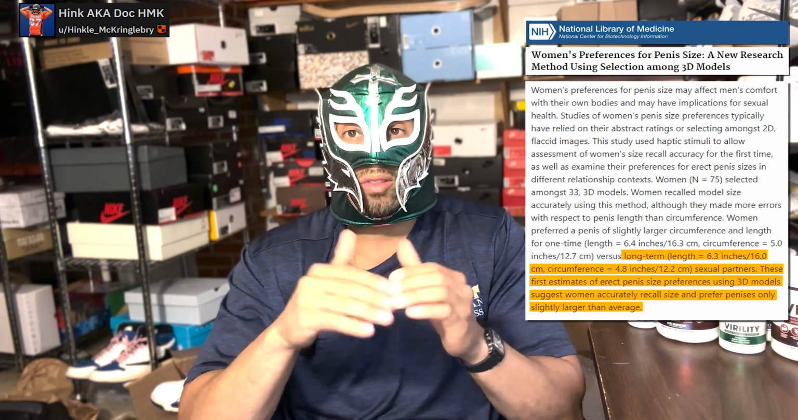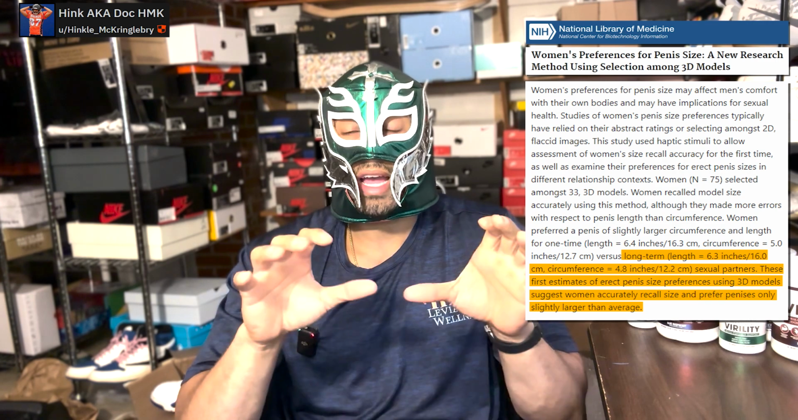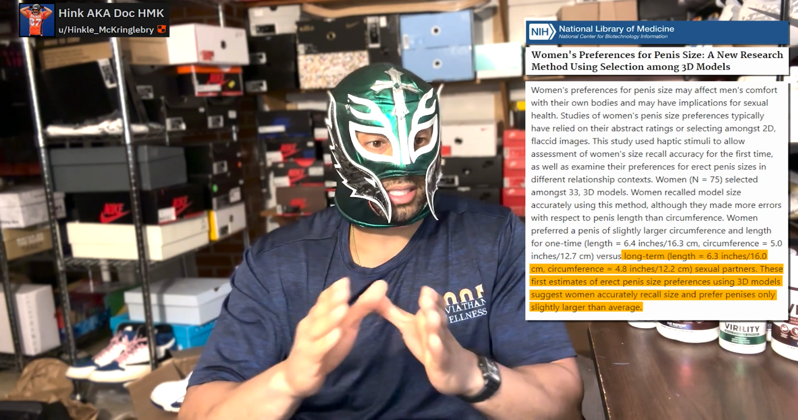You also need to understand that, here's the study here, guys. In this study, looking at 3D models of the size that women want, it was right at about 6 inches by about 4.8 inches. So right on the upper end of average, guys. Women don't want these massive hogs, okay? And I don't care how many people in the comments are going to say, yes, they do. It's not true. It's not what the science says, okay?